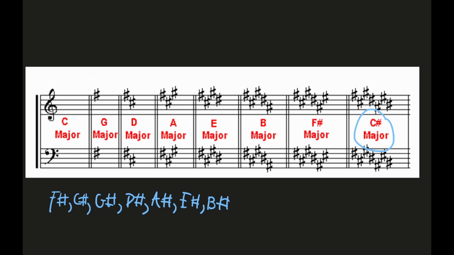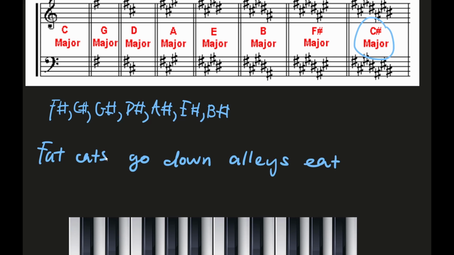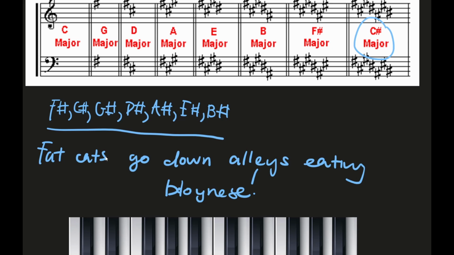Now, in order to remember this pattern, we can think of the funny phrase, fat cats go down alleys eating bologna. So that's how you remember this pattern of sharps.